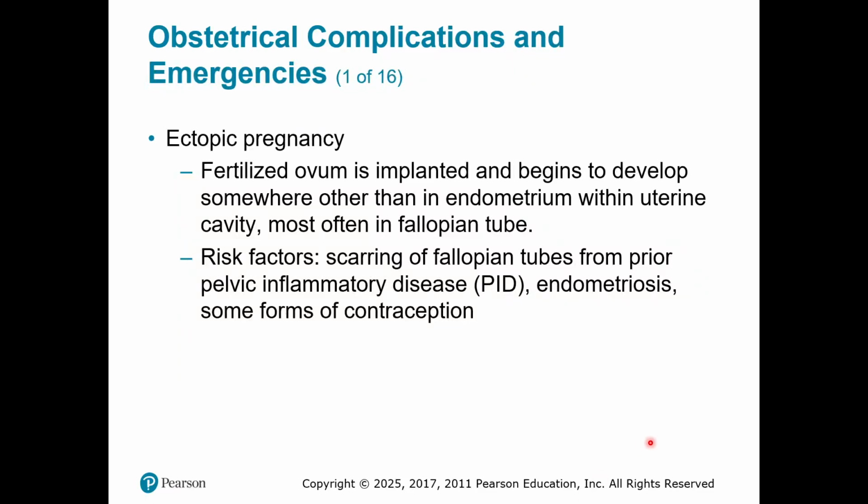Let's talk a little bit about ectopic pregnancies. This is where the fertilized ovum is implanted and begins to develop somewhere other than the endometrium within the uterine cavity, most often in the fallopian tube. So what are some of the risk factors? Well, scarring of fallopian tubes from prior pelvic inflammatory disease, PID, endometriosis, and some forms of contraception.